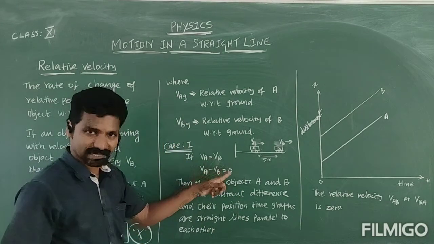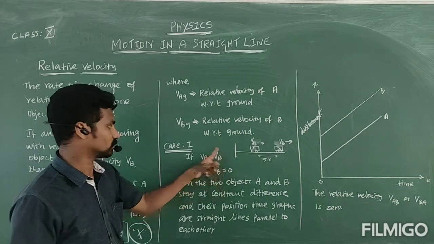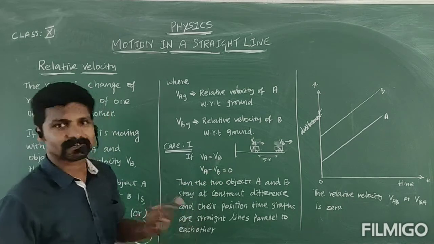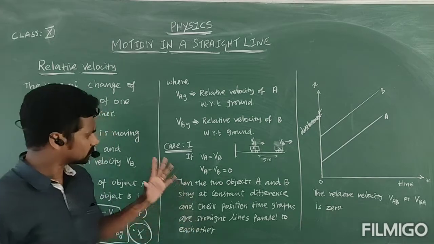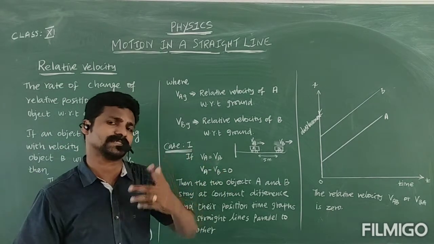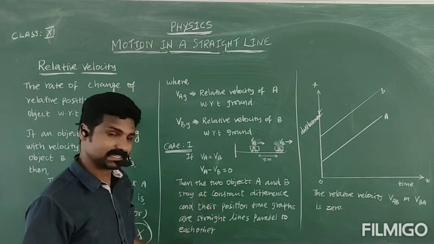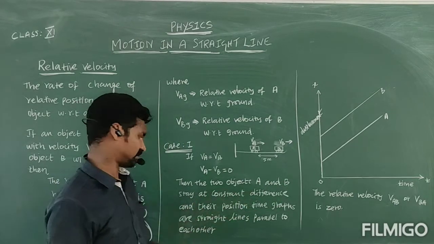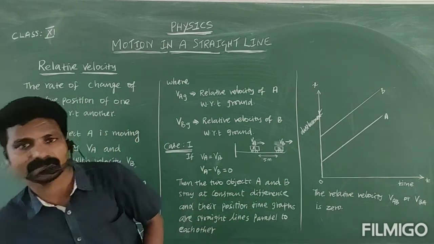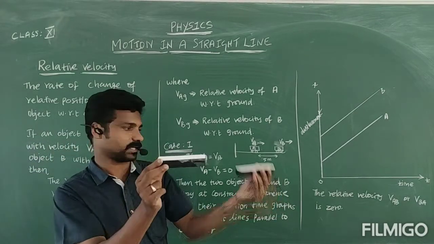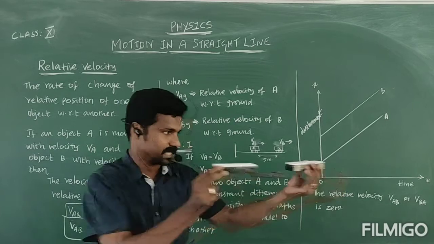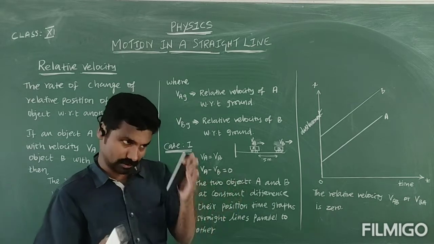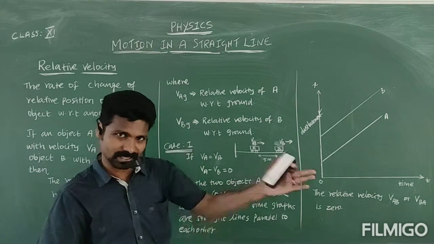Okay, the same thing only here. If both velocities are the same, VA equal to VB, so VA minus VB is equal to 0. That means the relative velocity is 0. So if the relative velocity is 0, then how to express it in the graph? That only I am discussing here. See that. Then the two objects A and B stay at constant difference. Here, car A, car B, both will move at the same speed. They are maintaining the same distance in between them, so that constant difference is there from the beginning to the end.